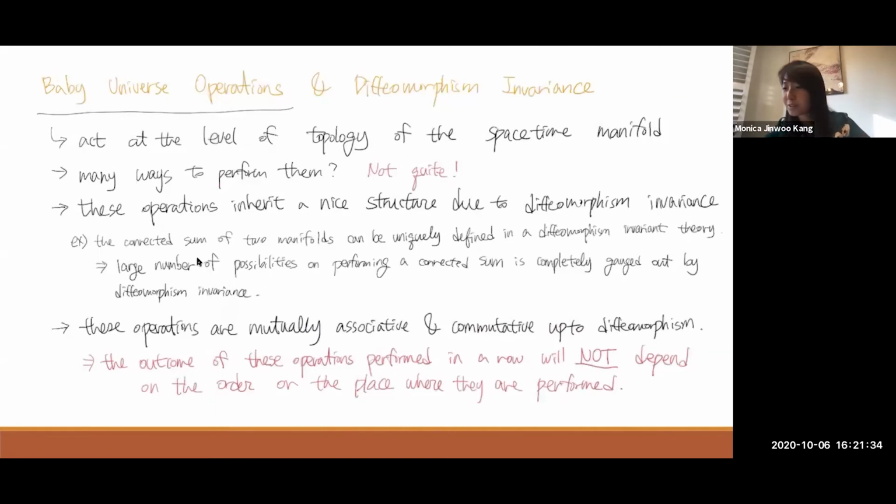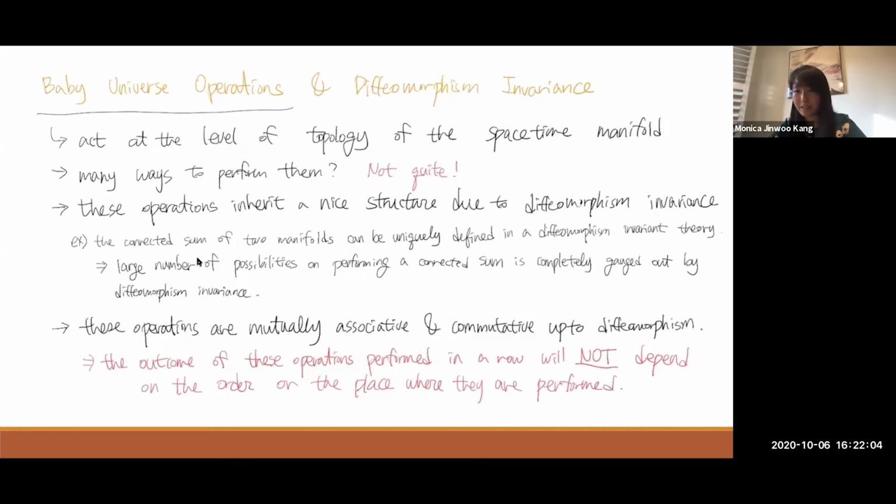So moving on with these baby universe operations, these connected sums and gluings act at the level of the topology of the space-time manifold, as I was just emphasizing. And then one might think that there are many possible ways to perform them, however you want. But this is not quite the case, because you need to remember that we're in diffeomorphism invariant theories. And these operations will actually inherit nice structure due to the diffeomorphism invariance.